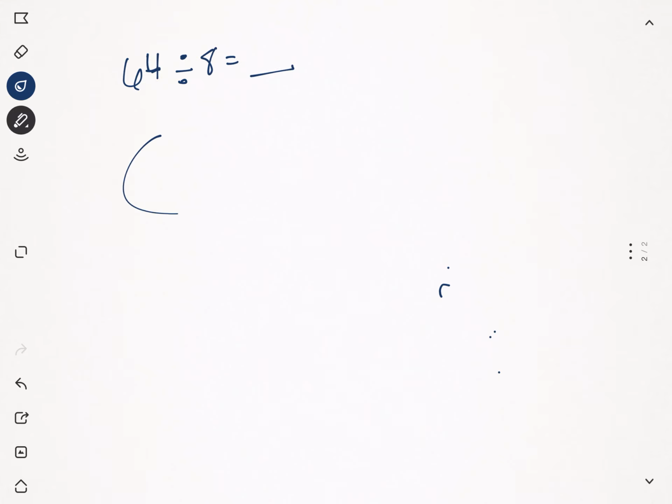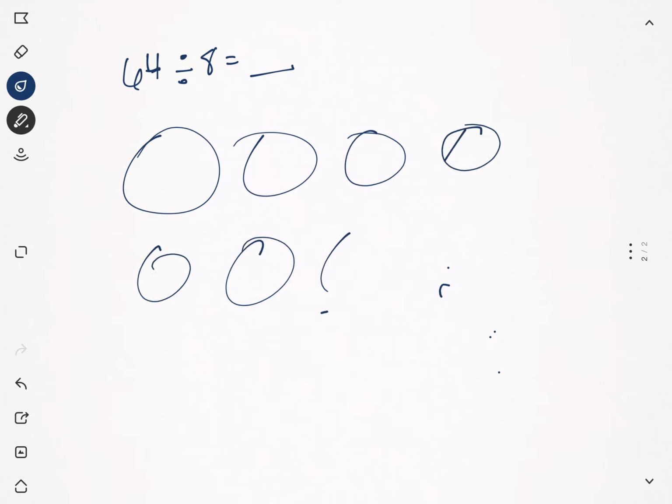I could make 8 containers, and I could pass my items out. Or I could use my multiplication and division skills to figure that out.